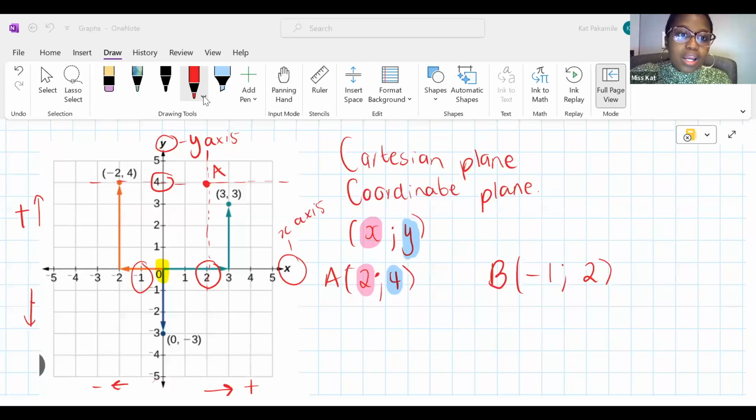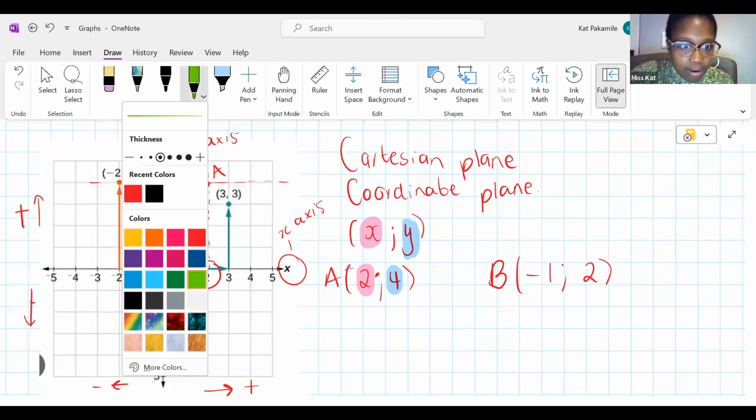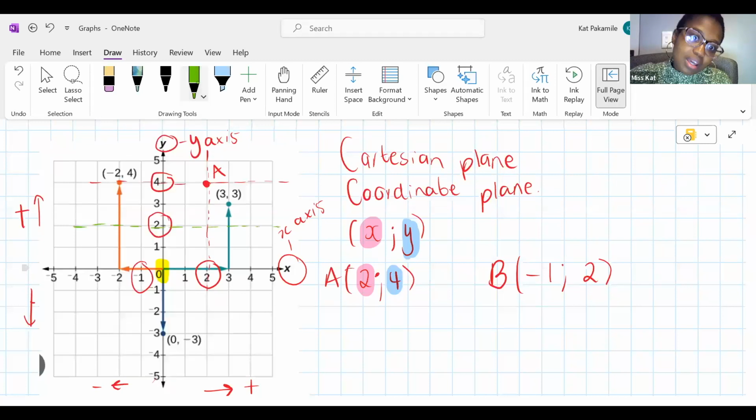Now, let's go check where they meet. Maybe I should use a different color pen. Let's use green, right? Here's my dotted line across 2, just helping me see. And here's my dotted line across -1. And these two meet over there. That would be my B point.